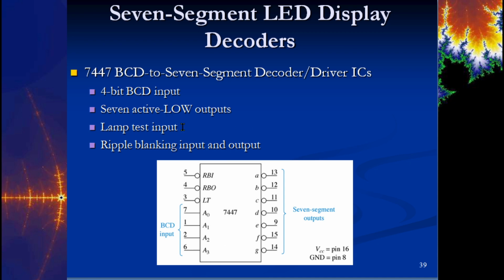So there's a lamp test input, a ripple blanking input and output. And this is the kind of stuff that, if you want, you can display a 0 out in front of your number. So let's say that this thing was counting to 100. Okay, it's for a basketball scoreboard. And so sometimes they do score 100 points.